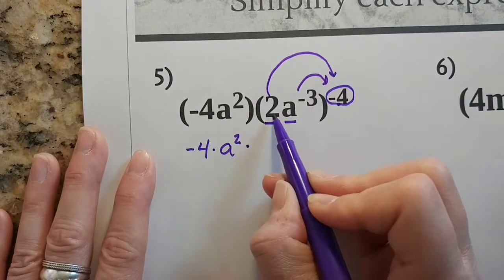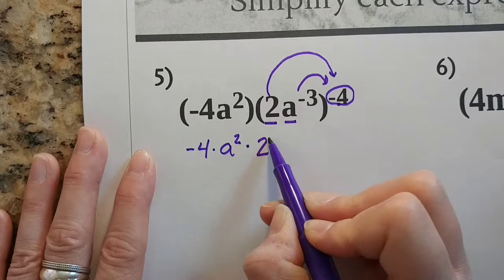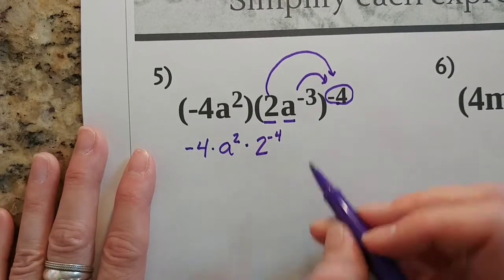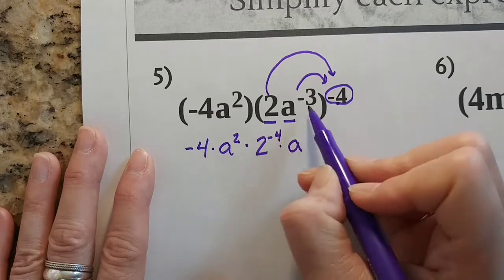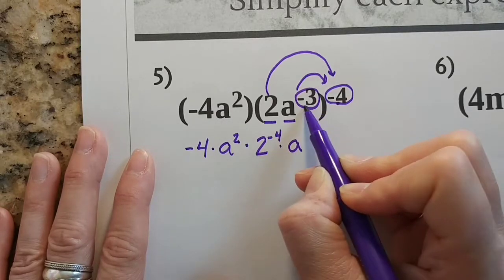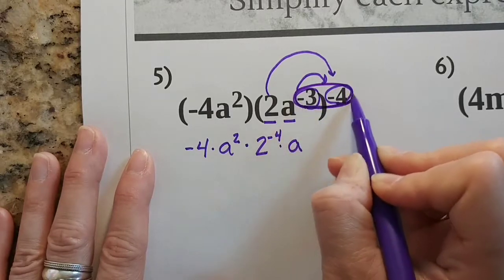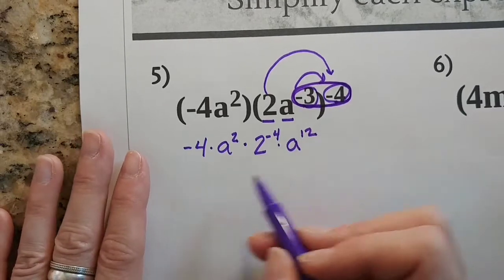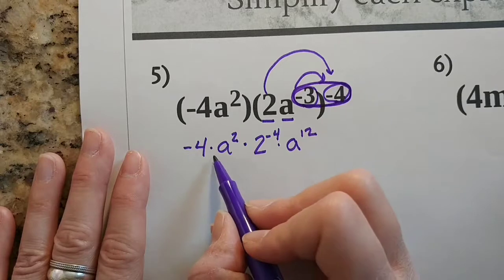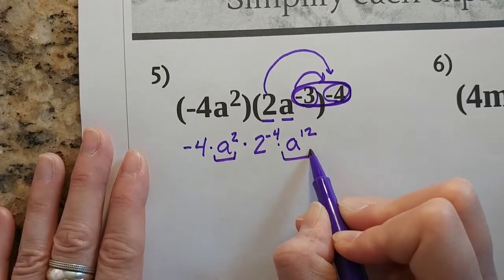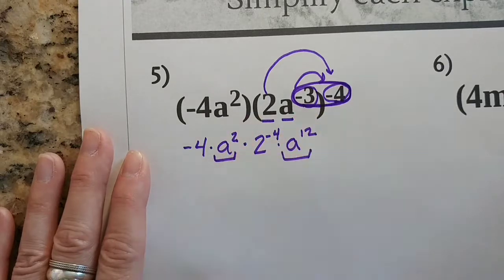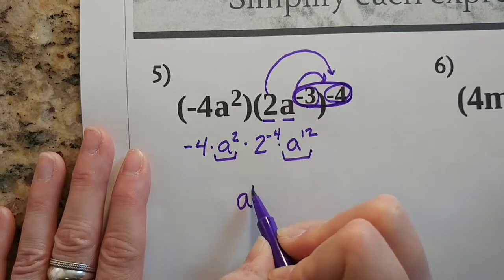So I have 2 to the negative fourth power. Remember, you can't evaluate that yet. You have to just write it down. It has a negative exponent. Now the a. The a already has a power. So power to a power, I multiply the powers. Positive 12. Now let's take a peek and see what we have. I notice a to the second and a to the 12th. When I multiply powers to the same base, I add the exponents. So that's going to be a to the 14th.